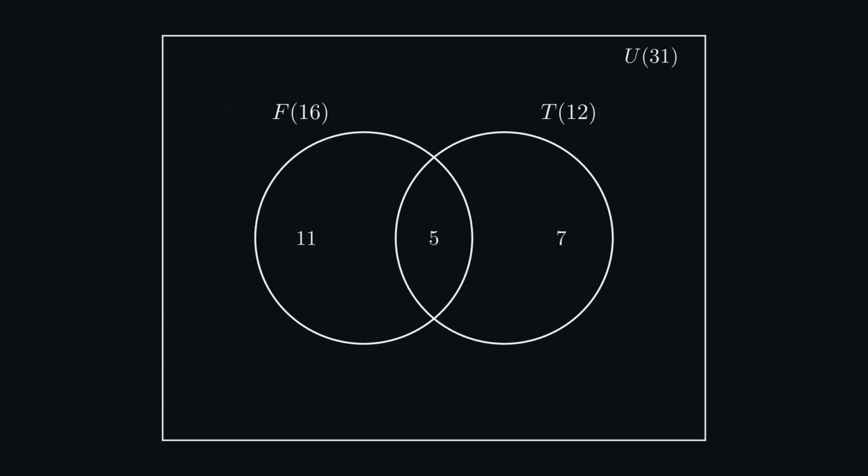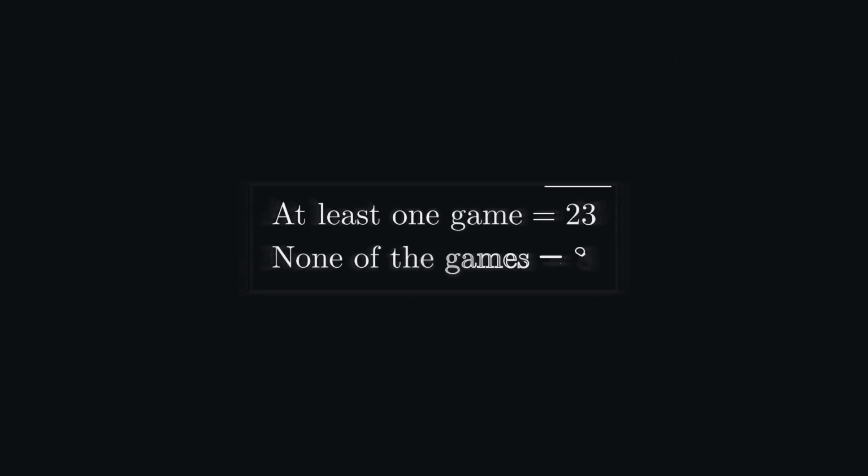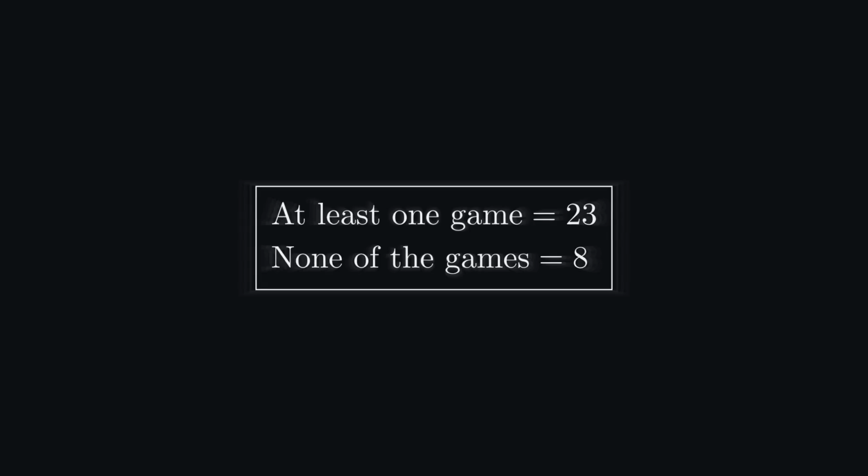This completes our Venn diagram. In conclusion, 23 students play at least one game, while 8 play none.